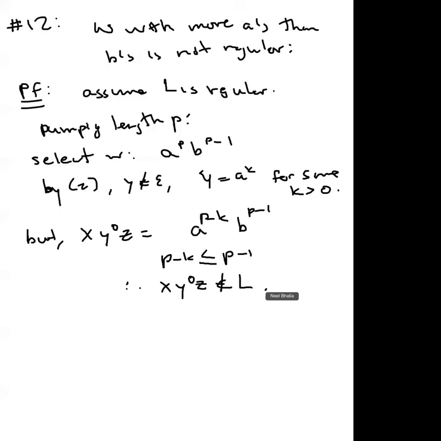And since we've pumped down this word and y was non-empty, any fewer A's in the word and it's not in the language altogether. So no matter what y we take, we can show that by pumping it down, it's not in the language, and therefore L is not regular. Yep, so that's 12.